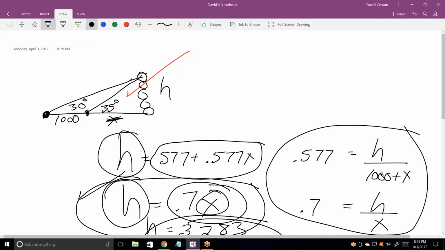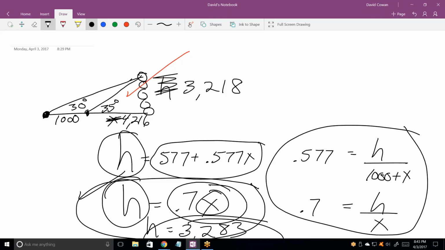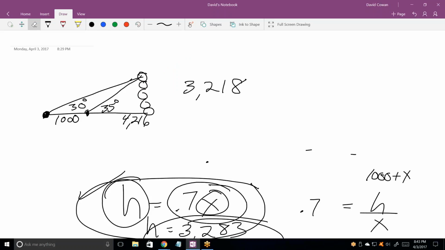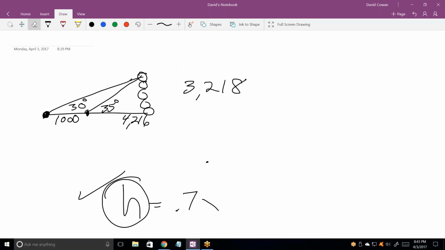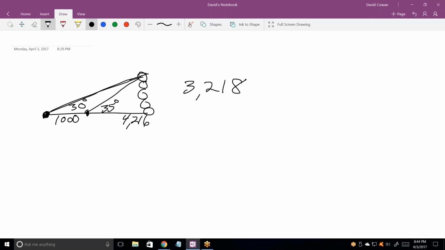So this distance here was actually 4,000 something, 216 I think. And then that h was 3,218 or something like that. But notice the beauty of this problem. This is my favorite trig problem of all. Why? Think of the value of this. Think you're in a wagon train approaching Denver in 1860. And you measure the elevation to Pikes Peak. It's a 30-degree angle.